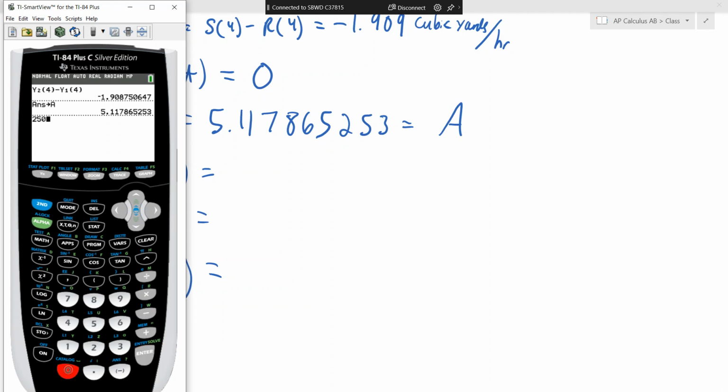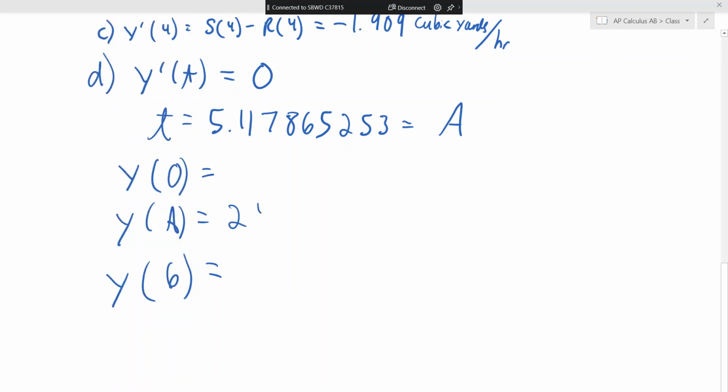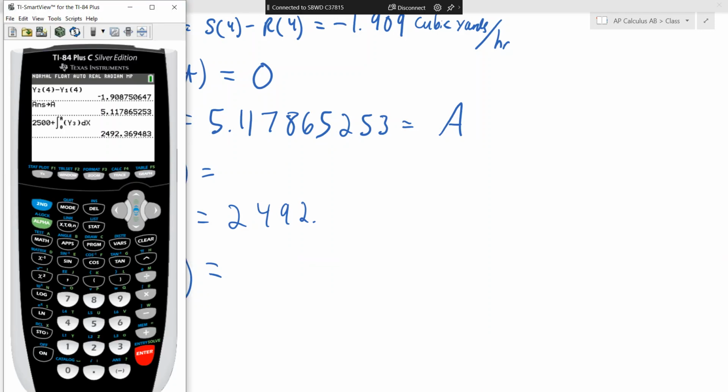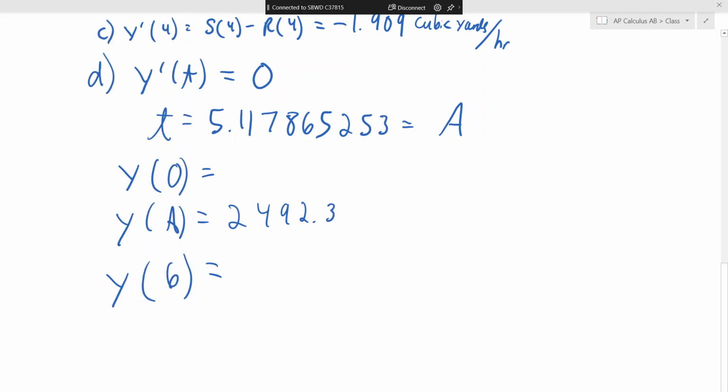Was it 2,500? Plus the integral from 0 to alpha A of y3 dx. And we get, this is going to be the minimum, 2492.369. We knew y of 0 already was 2,500.